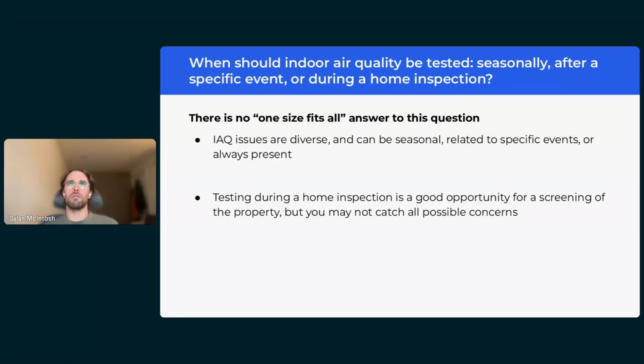So when should air quality be tested? Should it be seasonal, after an event, or during a home inspection? There's not one answer to this, because these air quality concerns are variable. There are any number of different things that could be going on. They're really diverse. Some may be seasonal. Maybe it's something that happens over the winter.